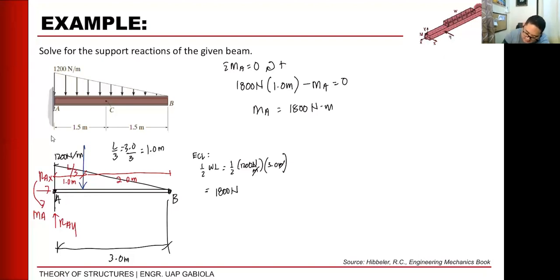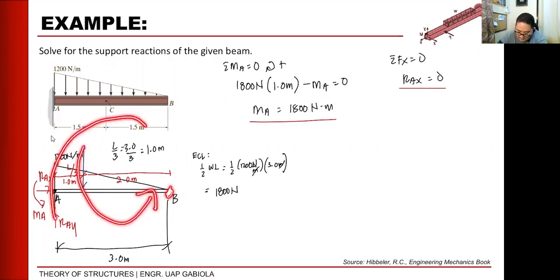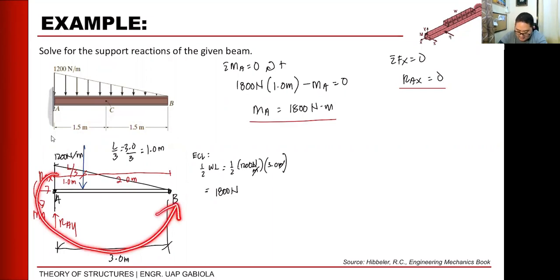So, this is our initial value of MA. Next, summation of Fx is equals to 0. Fx natin is RAX and wala na, no? Walang other force na horizontal. So, RAX is equals to 0. Okay? Next, yung B natin. Yung summation at B, ito magro-rotate doon. RAY magro-rotate doon. Si RAX hindi kasi line of action niya. Wala siyang perpendicular distance. Si moment is magro-rotate siya papunta doon. Okay? So, si RAY lang yung unknown.